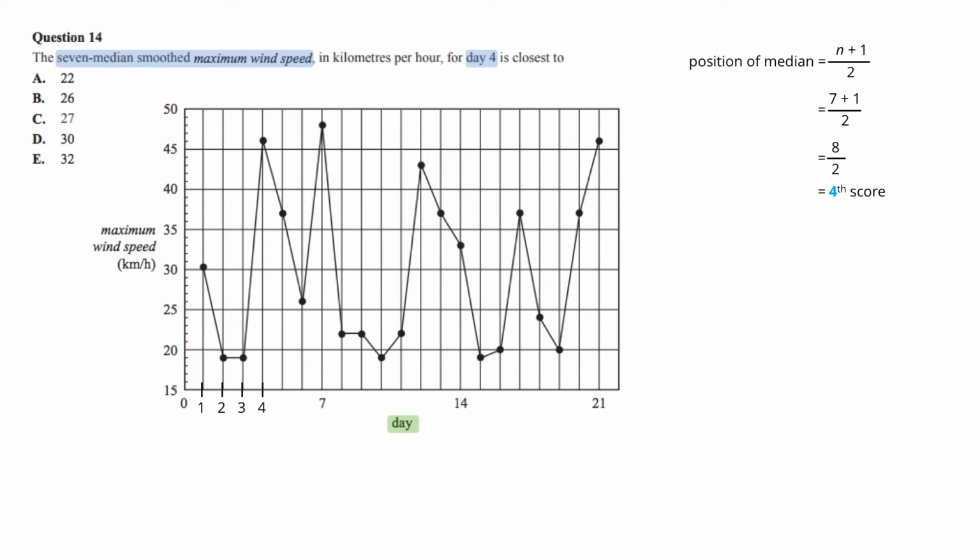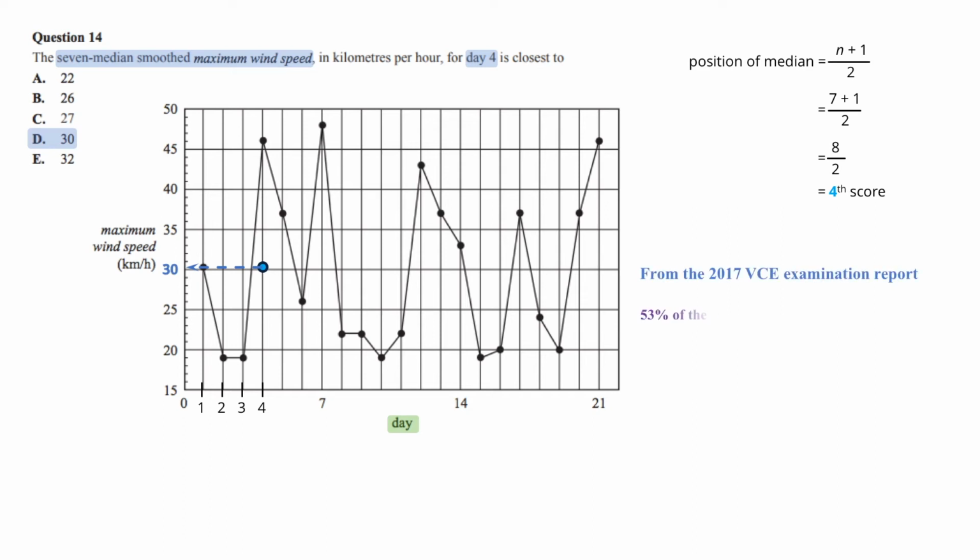So we are going to determine the median on the horizontal axis. So we count 4 points from left to right. So the fourth point is the median on the horizontal axis. And now we count the points from bottom up. Again, the fourth point is going to give us the median value on the vertical axis. So the 7 median smooth data for day 4 is going to be at the intersection of these two dotted lines, which is approximately 30 kilometers per hour. So the answer we are after is option D.